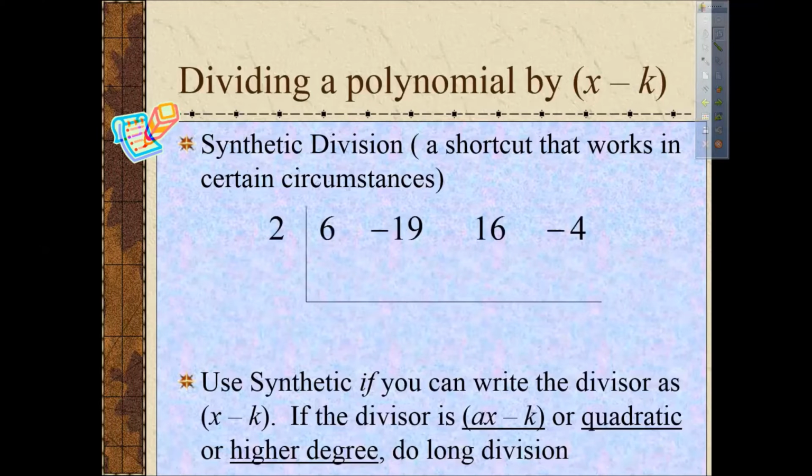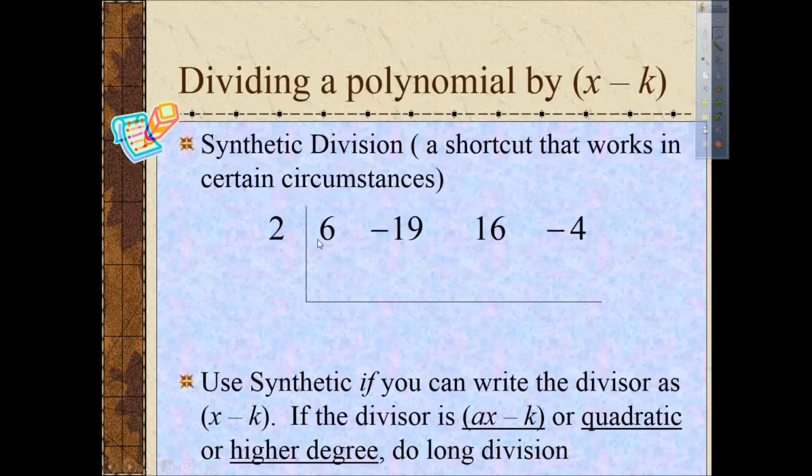Here's how we set up synthetic division. Remember, in the old problem, our divisor was x minus 2. I put that 2 kind of outside this little framework. These numbers you may recognize as the coefficients of our old polynomial, 6x cubed minus 19x squared plus 16x minus 4. Well, in synthetic division, we just strip away those powers of x. So I won't put the x cubed, the x squared, the x. I just strip those away.